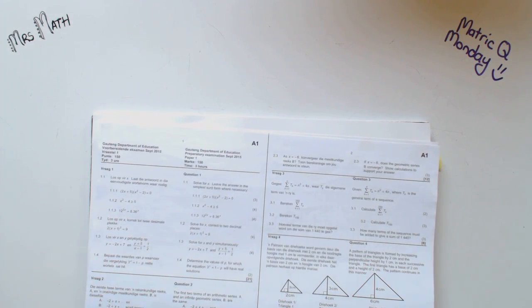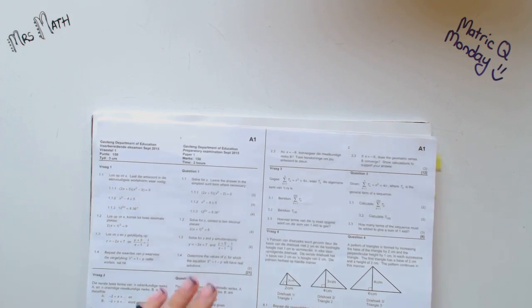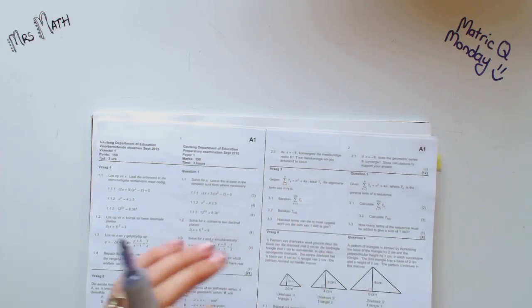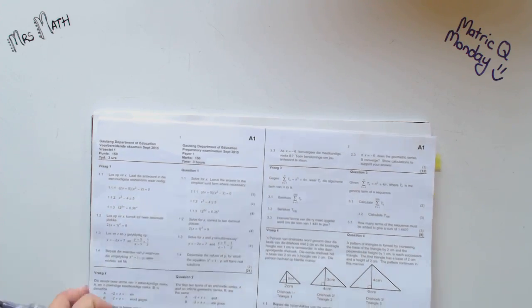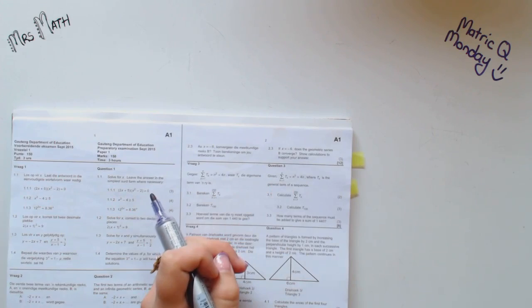This is episode 4. Last week we looked at question 2 of the Gauteng Department of Education preparatory examination, which was number patterns or series and sequences. And today we are looking at question 3, which is also in that same chapter, but working with sigma notation.